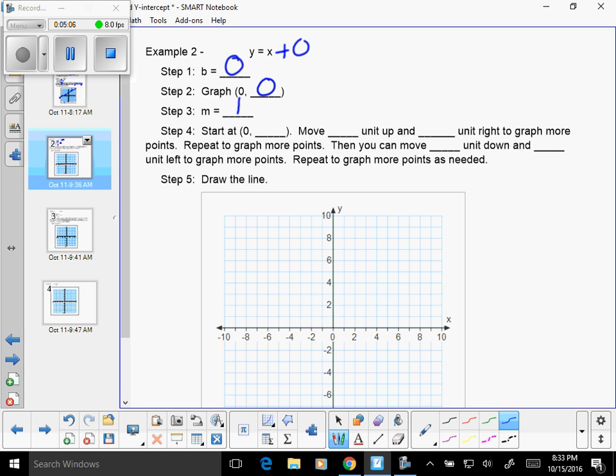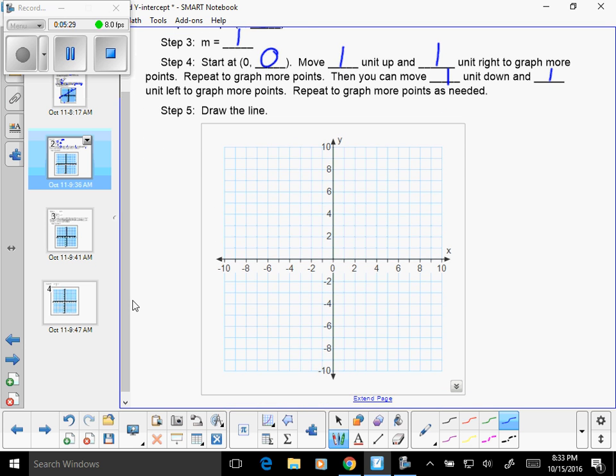I'm going to start at 0, 0. I will move 1 unit up, 1 unit right to graph more points. I can also move 1 unit down and 1 unit left to graph points as well. And I can continue to graph a lot of points.